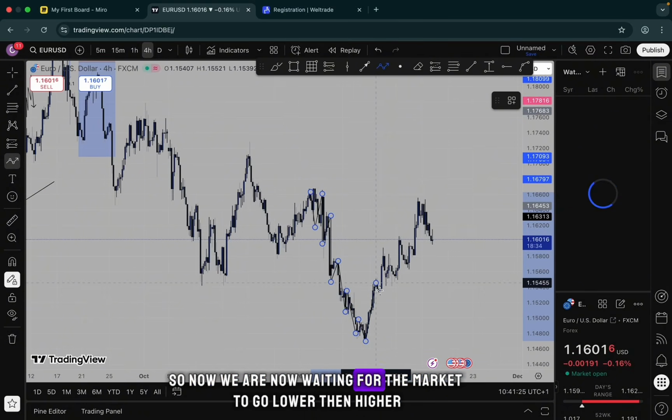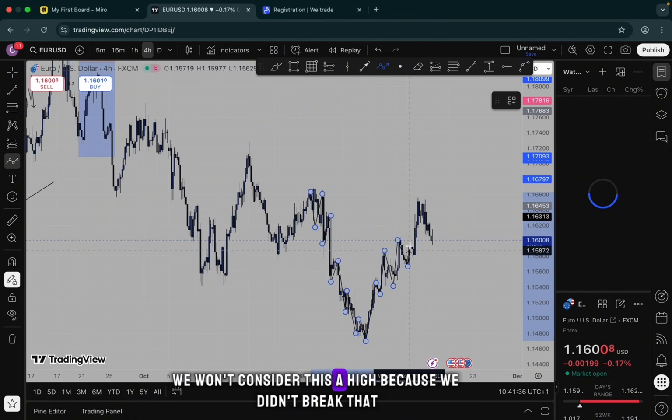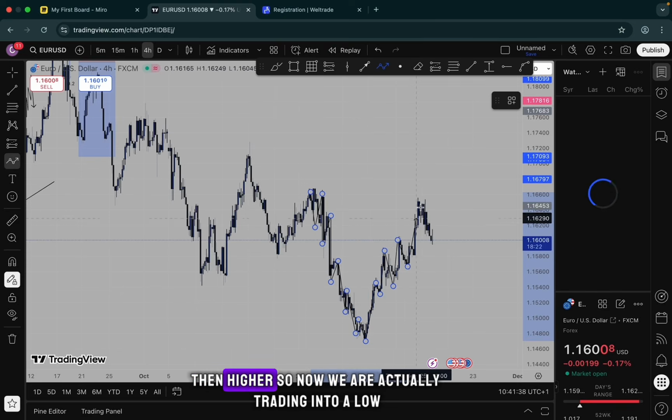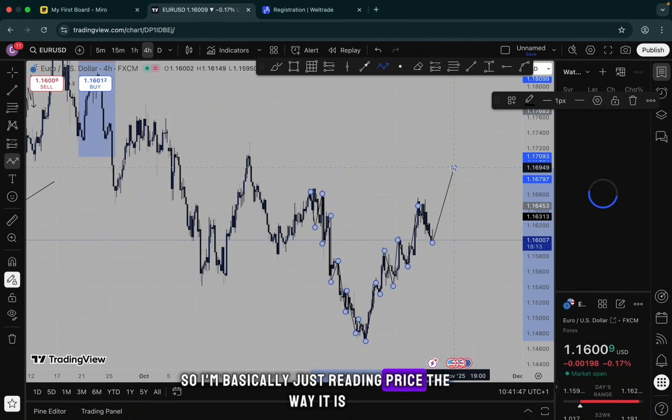So now it means the market is changing direction. So now we are waiting for the market to go lower, then higher, lower, then higher, lower. We won't consider this a high because we didn't break that, then higher. So now we are actually trading into a low, and then I'm expecting price to make a new high. So I'm basically just reading price the way it is.